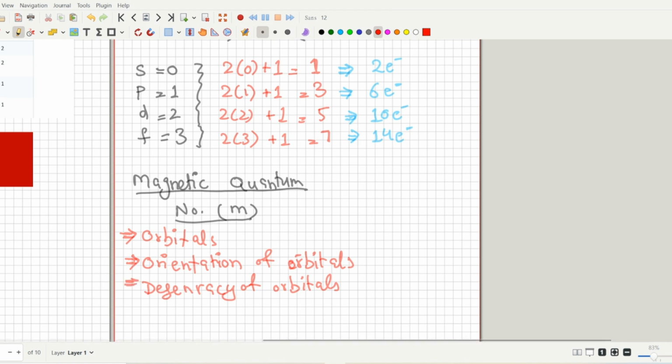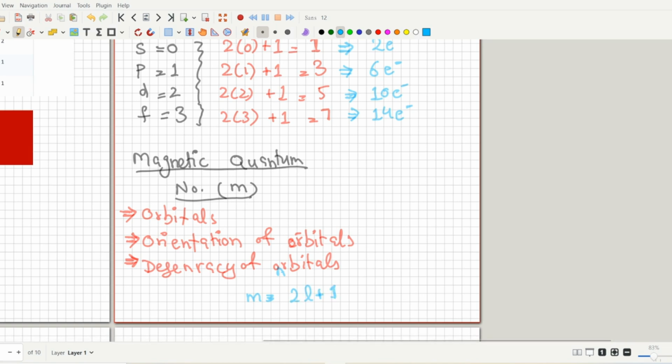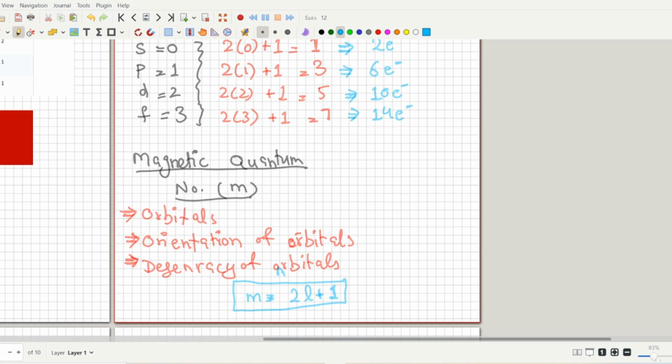So now you know what the magnetic quantum number is telling you. The formula for the magnetic quantum number is simple: if you know the azimuthal quantum number, you can write it down as 2L plus 1. That is the same formula as the number of orbitals, but you have to memorize this too. If you want to find the magnetic quantum number, then this is 2L plus 1.